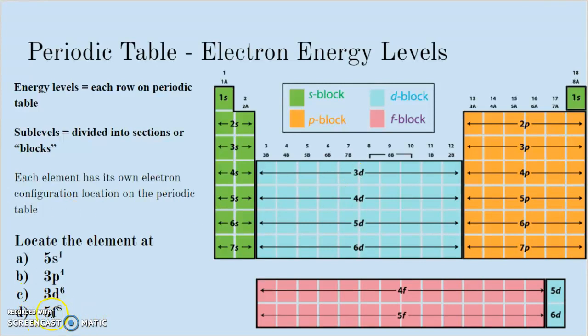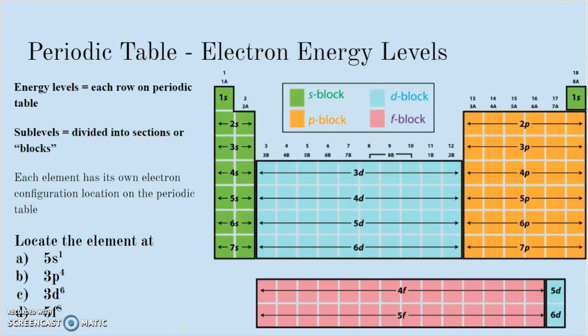Then finally we have 5f8. So we come down to the F block, which is down below, and 5f is the second row of the F block. And we want to get to the 8th element. 1, 2, 3, 4, 5, 6, 7, 8. So it looks like that would be curium on our periodic table. The ones down in the F block are a little bit more uncommon elements, so we're not as likely to talk about those very often, so it takes me a minute to find those.